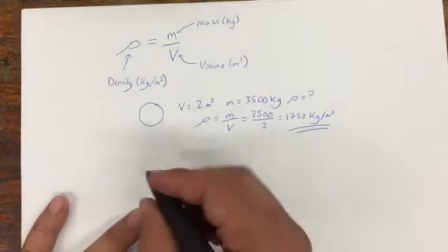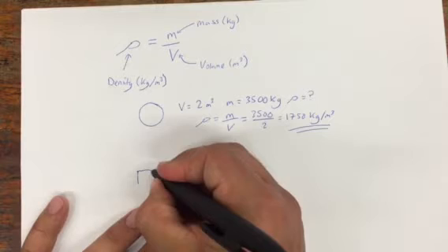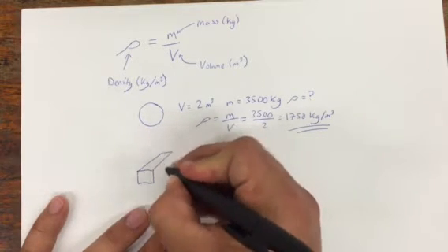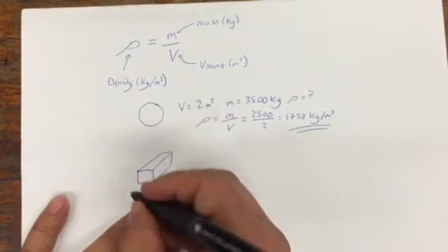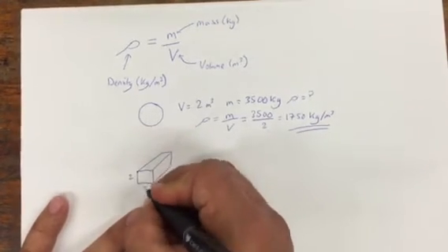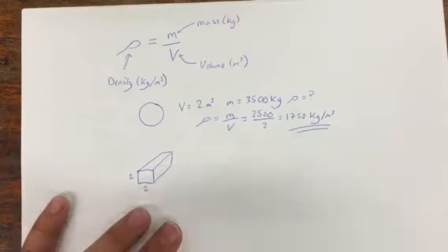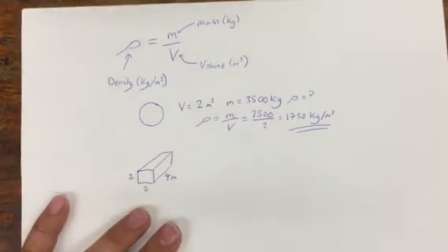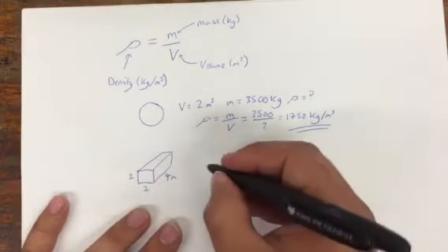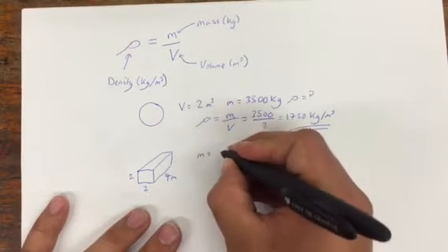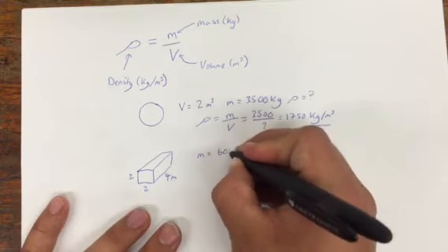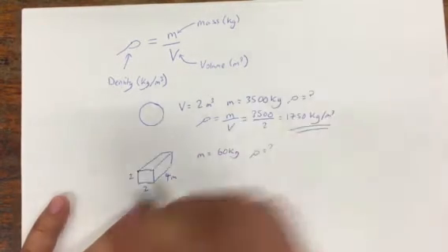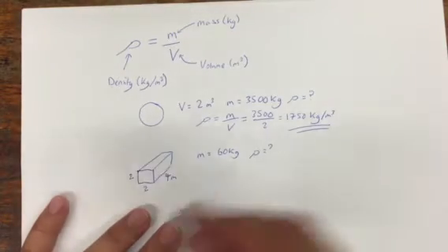A slightly trickier example would be if I'd got, instead of just a sphere and being told the volume, a cuboid. It's 2 meters by 2 meters height and width, and it's got a length of 4 meters. I know the mass of this cuboid, which is 60 kilograms, and I'm asked to calculate the density. But now I don't have the volume, so I have to work it out.